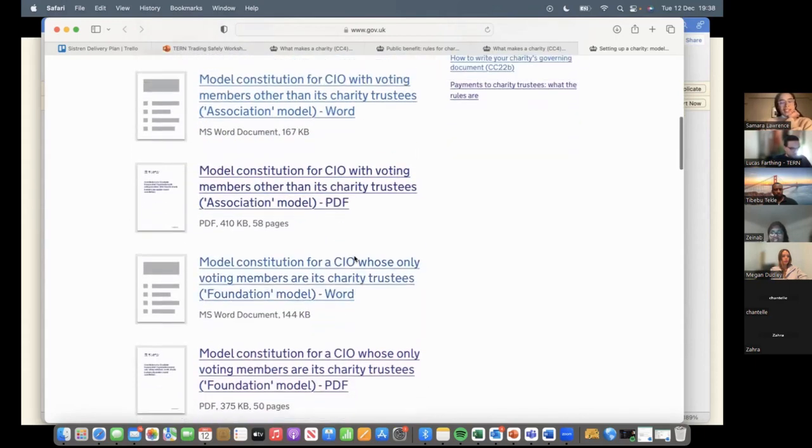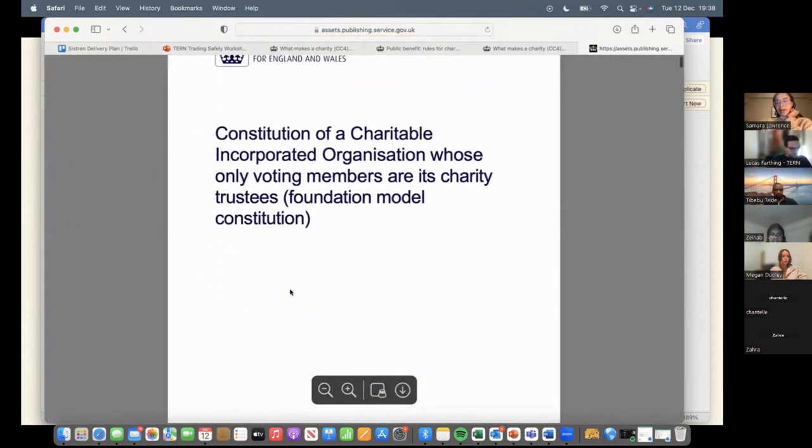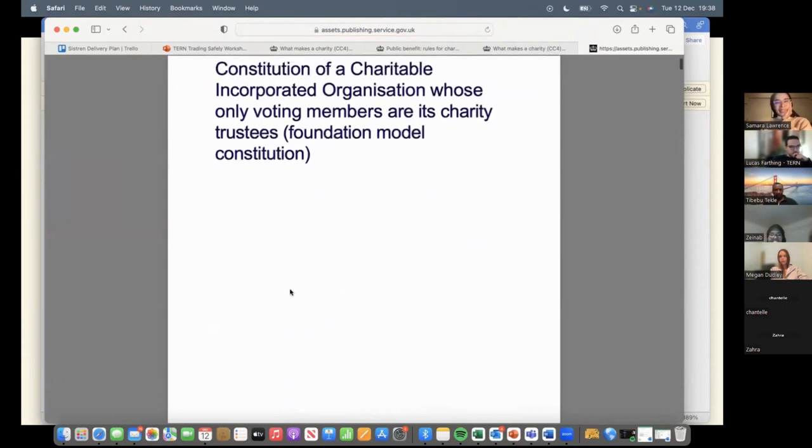So essentially you just pick the PDF model. You go into this governing document. How much longer have I got, by the way? 8 minutes. Gosh, it's going so quickly.